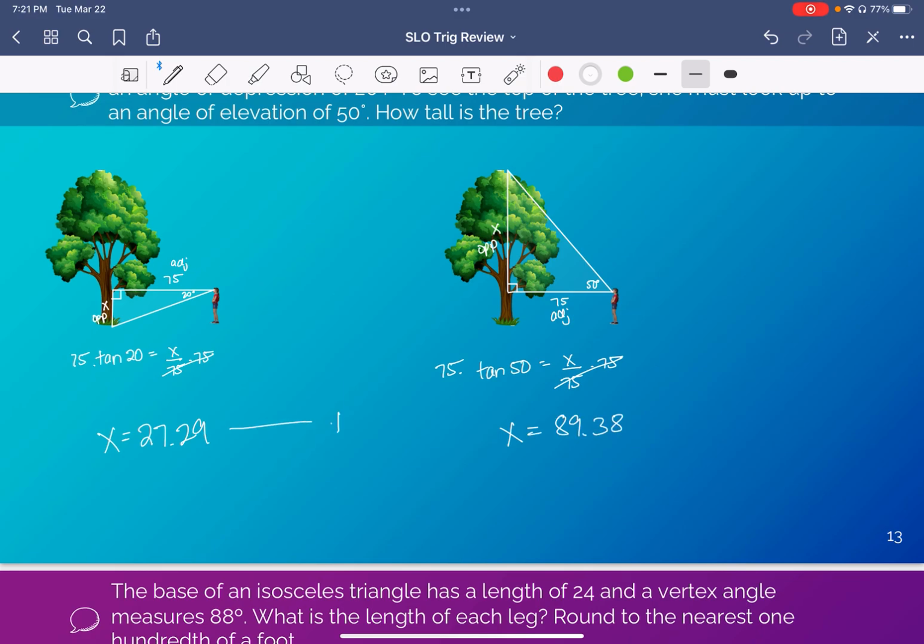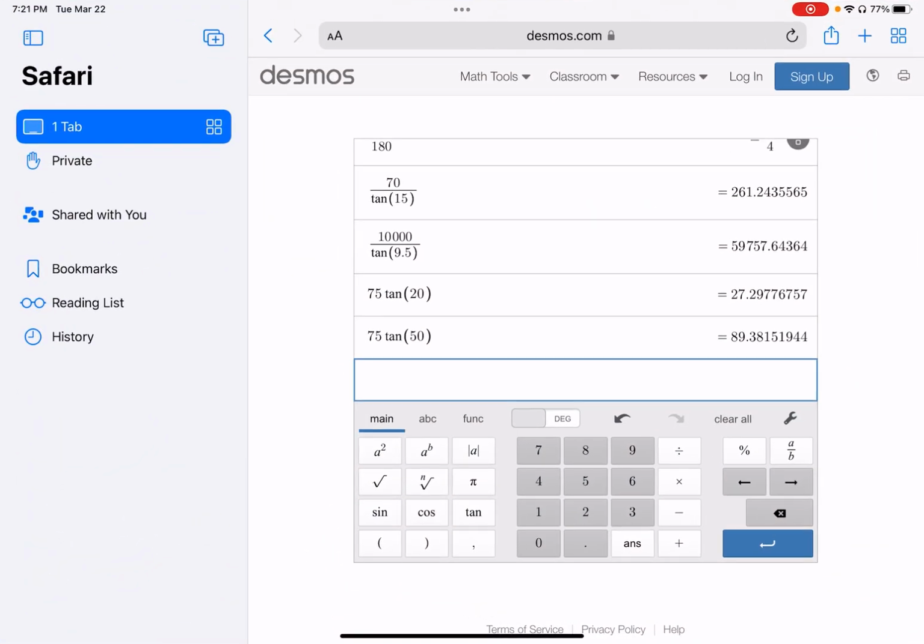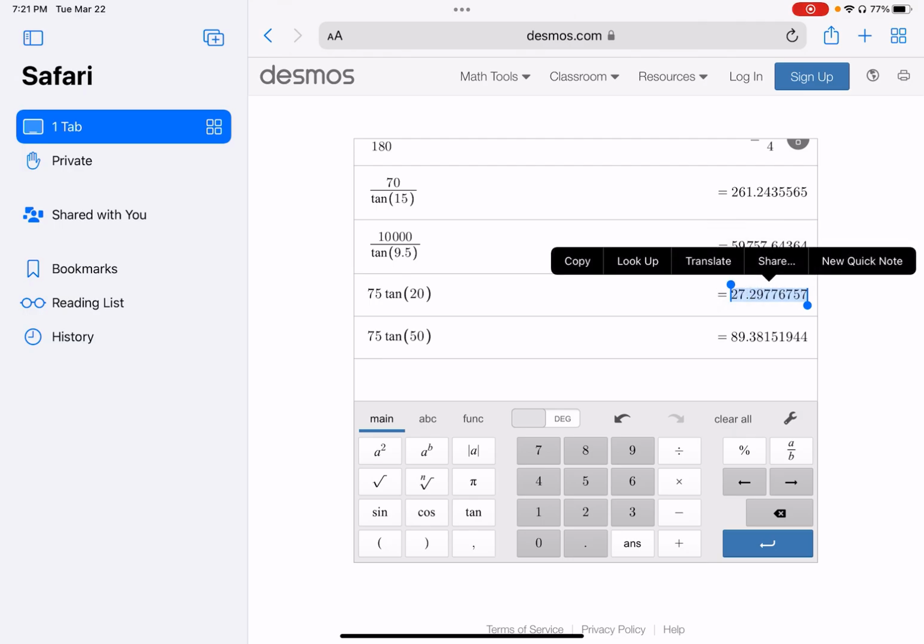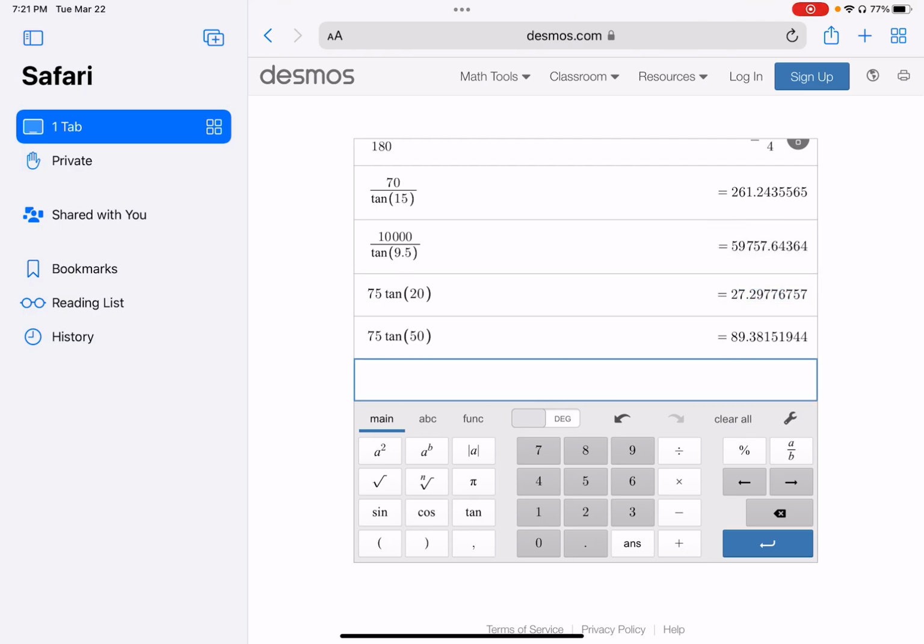Now I'm going to have to add them together because that's going to give me the entire height of the tree. I was trying to copy and paste it, but I don't think it's going to let me. Okay, well, I give up.